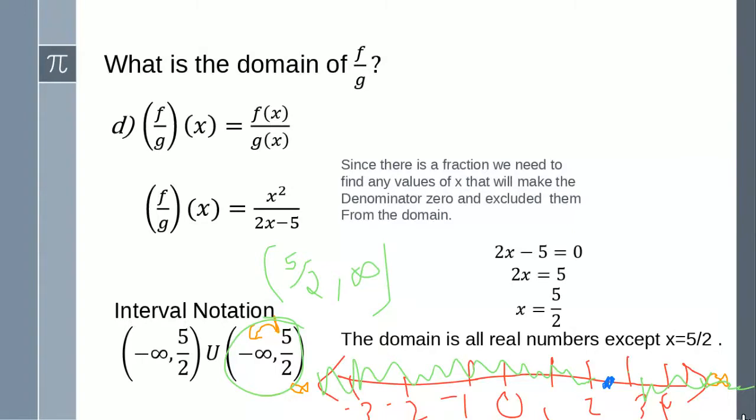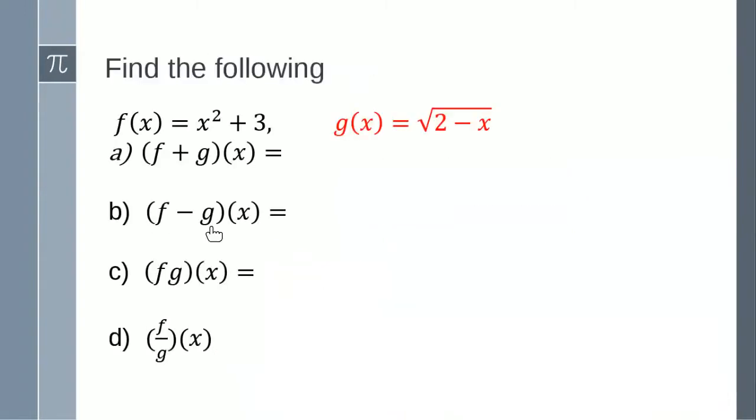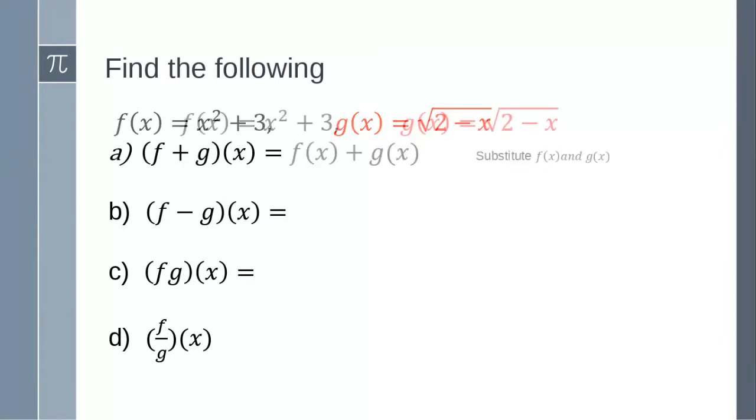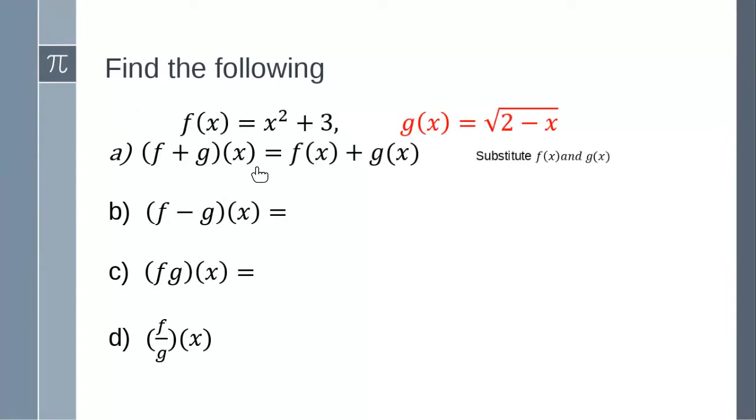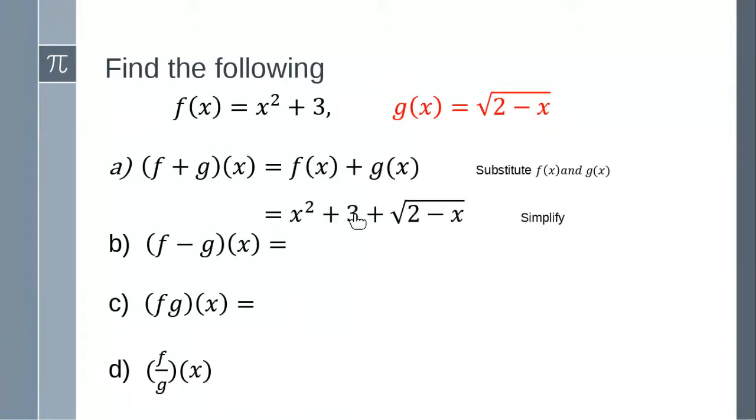Okay, so let's go to the next example. So now this one looks a little bit more interesting, right? We have a squared and then we have a square root. And so we just follow the same process. So first we can write the way it's defined, f of x plus g of x. We're going to substitute the values.